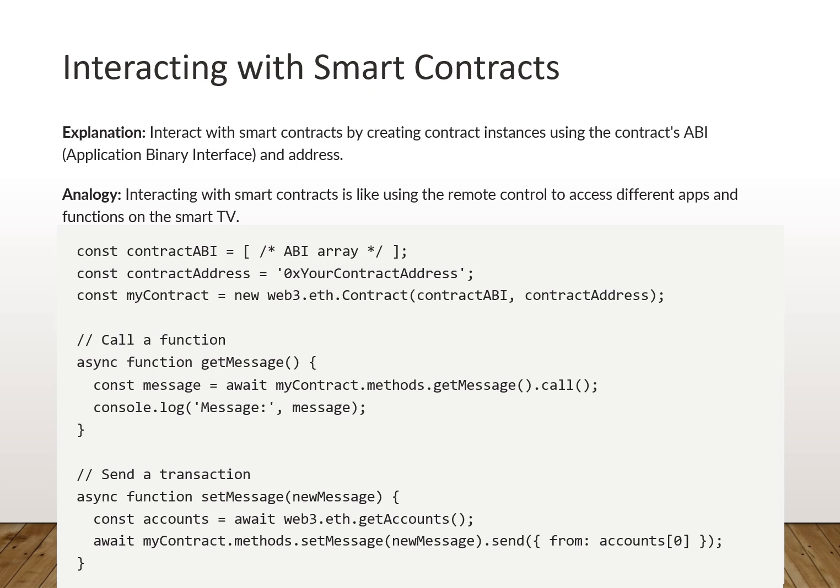Then we make a function for sending a transaction, an asynchronous function to send a transaction. It retrieves a list of accounts, and sends a transaction to set a new message from the first account.